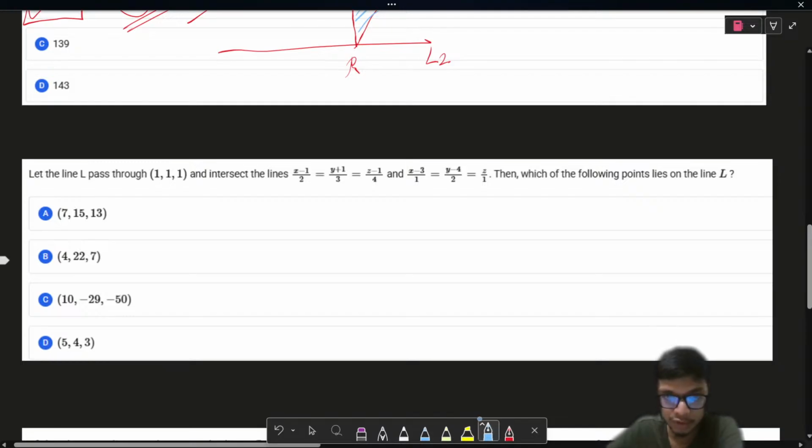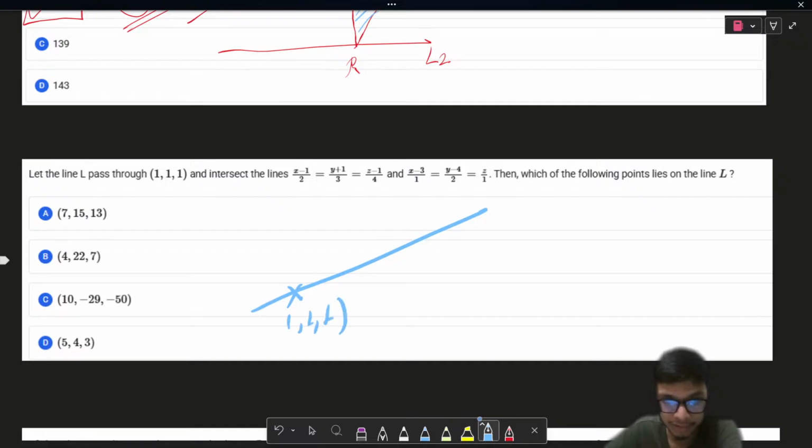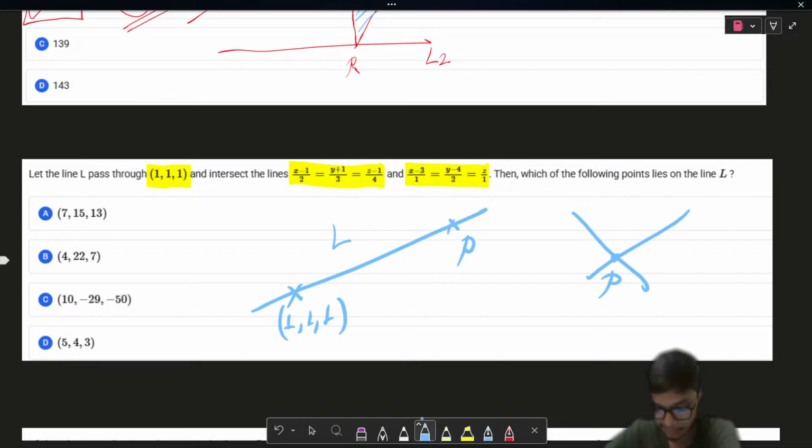If I try to formulate this problem, it is a line which is passing through one point known to us, that is 1, 1, 1, and another point, let us say P, which is the intersection of these two lines, which are given by the following result. So this is one line and this is another line, and this is another point lying on the line L. Let me call this line L. So it's a very straightforward problem.